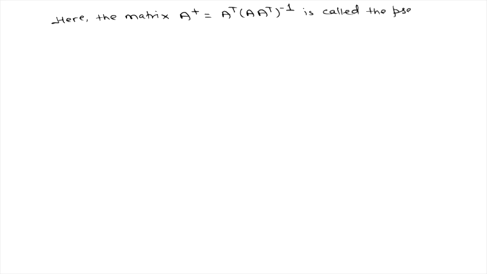So, here the matrix A plus, which equals A transpose into (A A transpose) inverse, is called the pseudo inverse of A in the underdetermined case. So, please see the difference. In the overdetermined case, I had this matrix as (A transpose A) inverse into A transpose. Here, I have A transpose into (A A transpose) inverse.